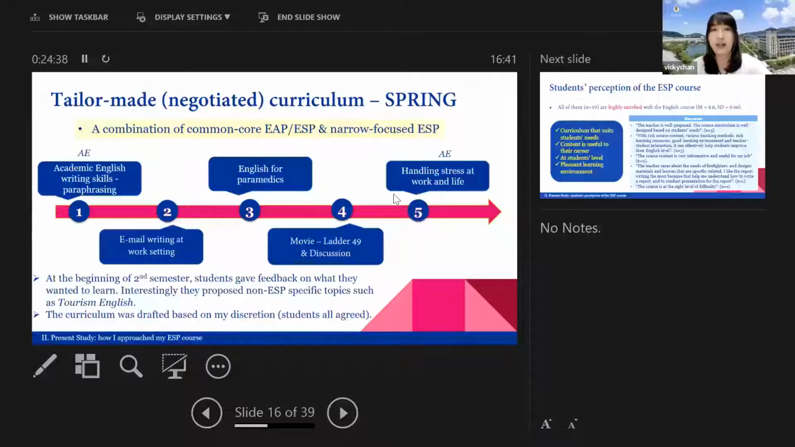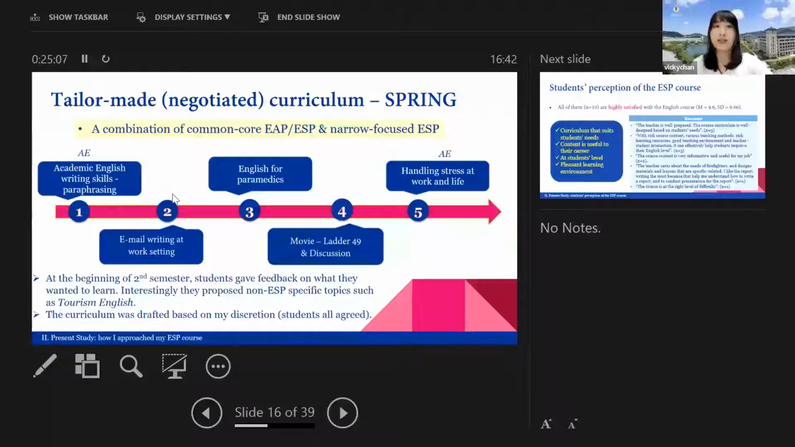And this is my curriculum for the second term. Again, I make a mix of common core ESP and narrow-focus ESP, because I want to improve their writing skills at the beginning of the second semester. And then there are more general topics, such as how to deal with stress at work and in life.